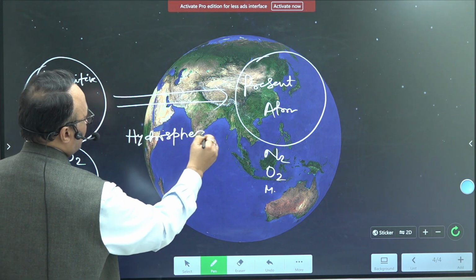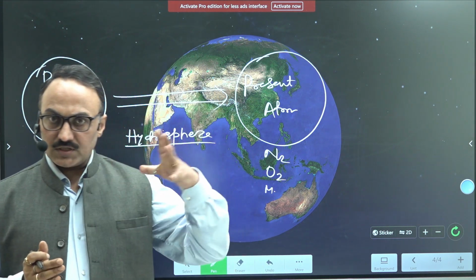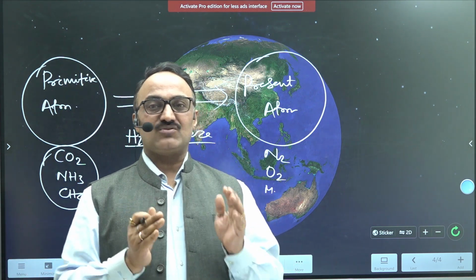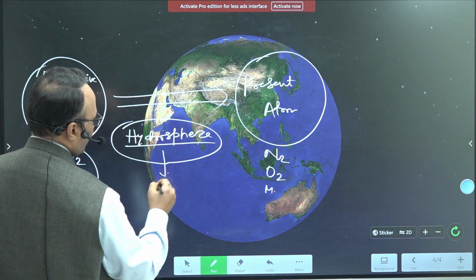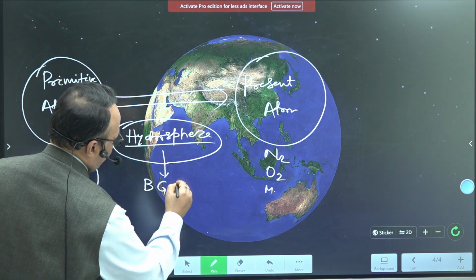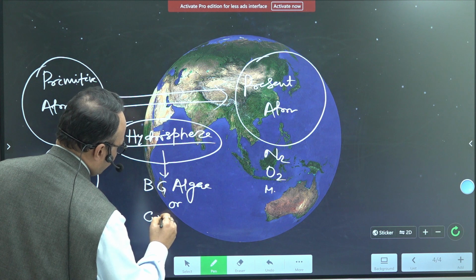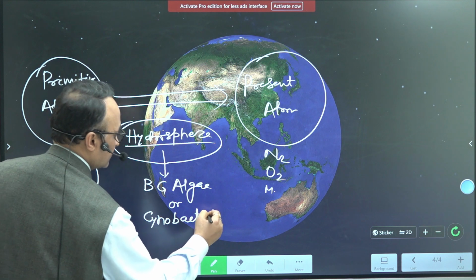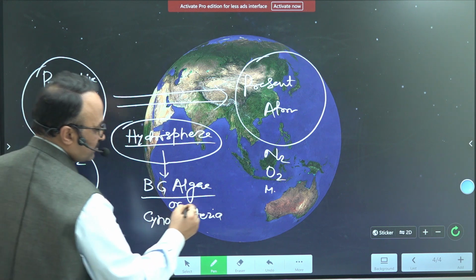When the molten earth initially started cooling, it released gases and water vapor also. All that water vapor gradually condensed to form the hydrosphere, in which the first life, that is blue-green algae or cyanobacteria, came into existence through a biochemical process. So this blue-green algae started photosynthesis.